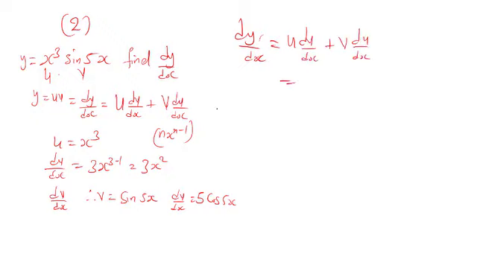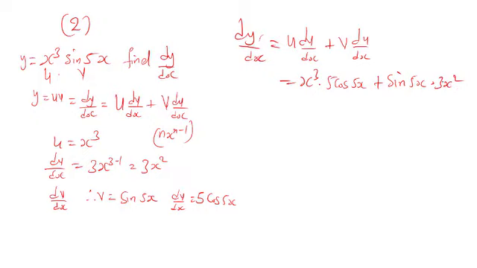as our value of u, which is what? x cubed, times dv/dx, which is what? Our dv/dx was 5 cos 5x, so times 5 cos 5x, then plus, what's the value of our v? Our v is equal to sine 5x, then times du/dx, which is what? du/dx is 3x squared, so times 3x squared.